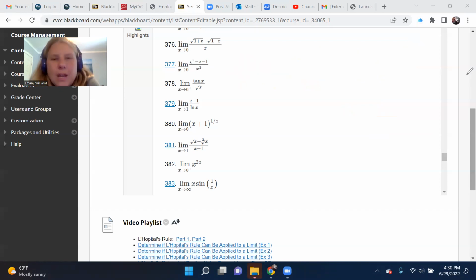We're going to look at number 381. Let's not do that. Let's just make it easy on ourselves. So 381, we've got the limit as x approaches 1 of the square root of x minus the cube root of x over x minus 1. Please note with this one, yeah, I can't clean this up any way that I would normally with using algebra. So I'm going to use L'Hopital's.